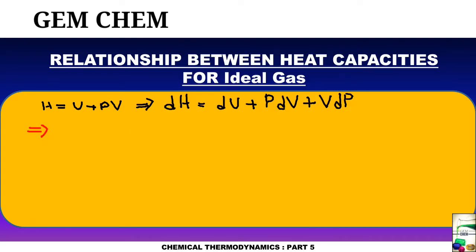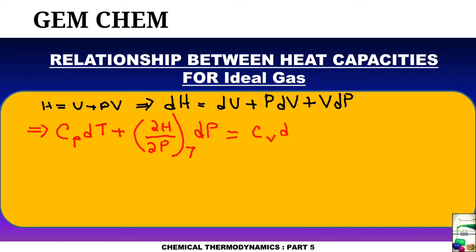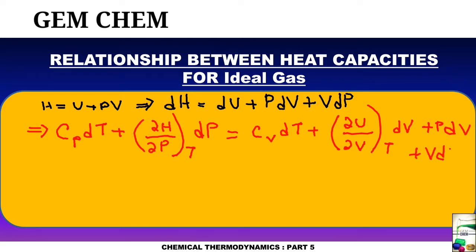From the previous video all explanations are given, so you can watch it first, then come to this video, then it will be easy. Cp dT plus delta H by delta P at constant T dP is equal to Cv dT plus delta U by delta V at constant T dV plus P dV plus V dP.